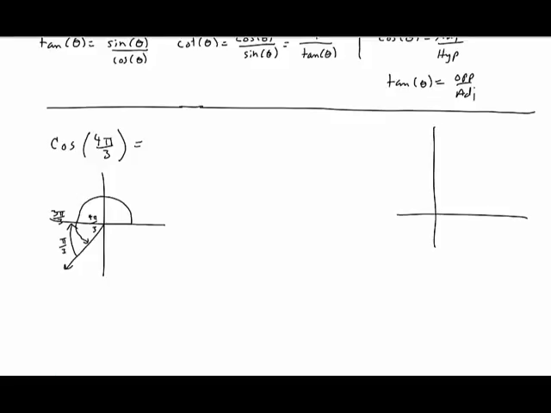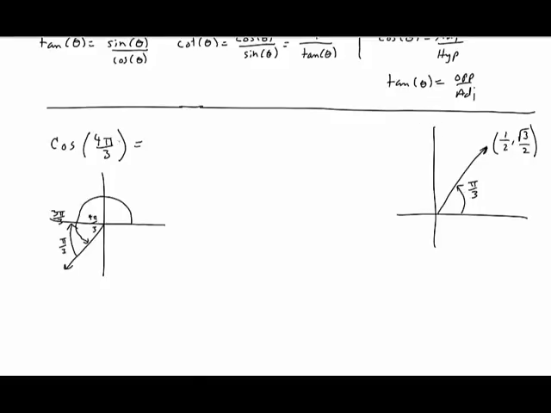So I know if I'm talking about pi over 3, the cosine of pi over 3 is 1/2, and the sine is square root of 3 over 2. So I can use this information to help me find the cosine of 4 pi over 3. Again, I usually have my first quadrant memorized, and then I work off of that.